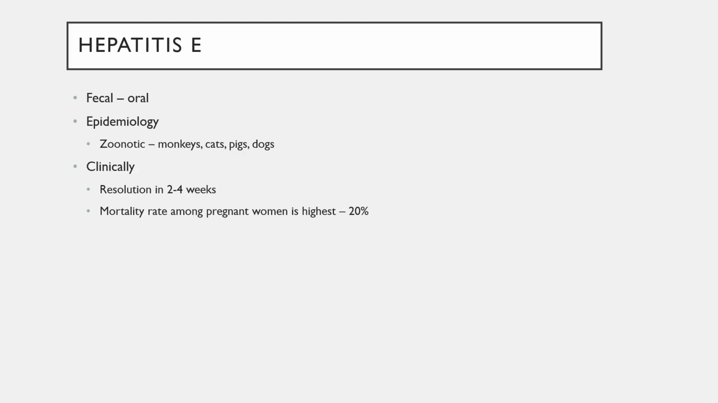Hepatitis E is less talked about, but honestly, it's sneakier and in some cases more dangerous. Like hepatitis A, it's fecal-oral transmitted. It's usually acute. It typically resolves in 2 to 4 weeks. But here's where hepatitis E gets interesting and concerning. It's zoonotic, meaning animals can carry it. Reservoirs include pigs, monkeys, cats, and dogs, which means undercooked meat, especially pork, can be a source.